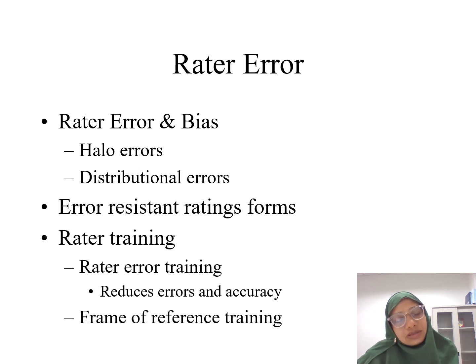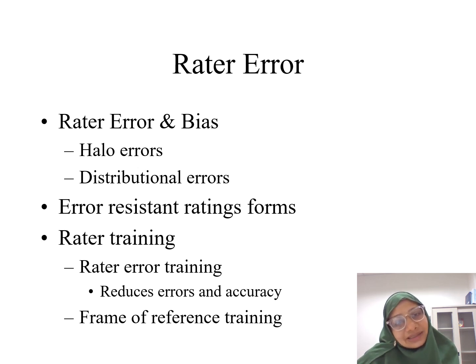Oh, this person is like this, so I think they cannot perform. They have their own perception. So this is the halo effect. Second is distributional errors. When one person makes a mistake in the organization, they rate everyone in the organization as having bad performance.